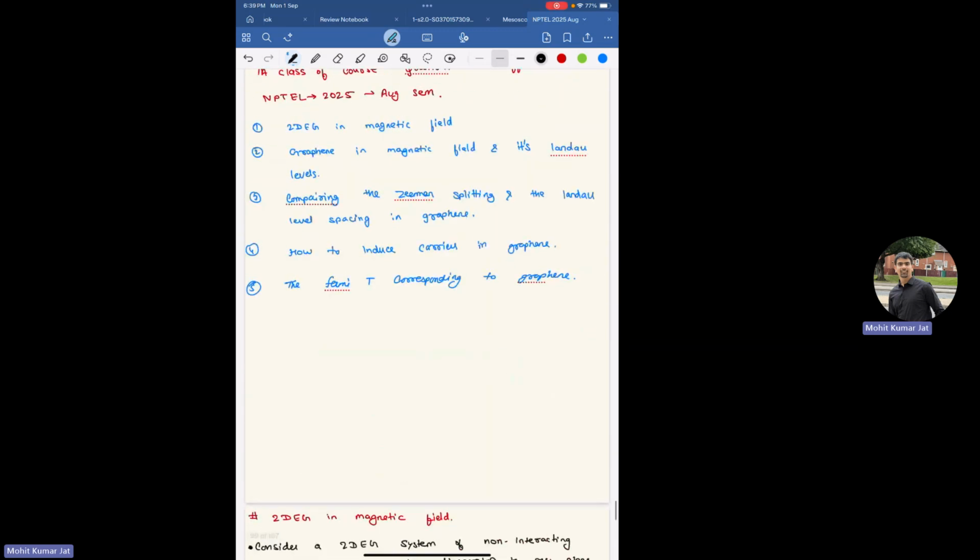Yeah. So if that is clear, then we'll move on to the next problem. What did I say in the beginning? The 2DEG in the magnetic field we have discussed. Graphene in magnetic field and its Landau levels we have discussed. Now we'll be comparing the Zeeman splitting and the Landau level spacing in graphene.